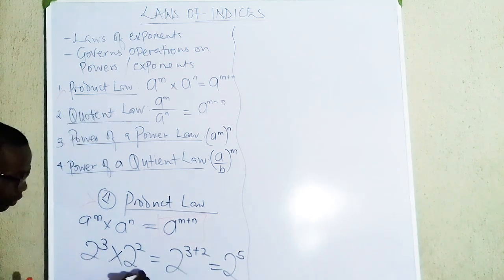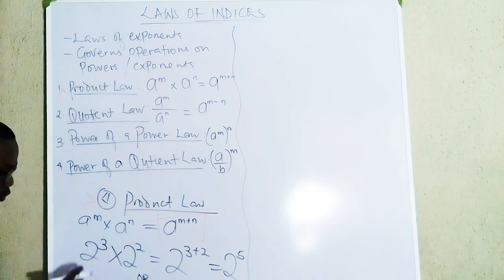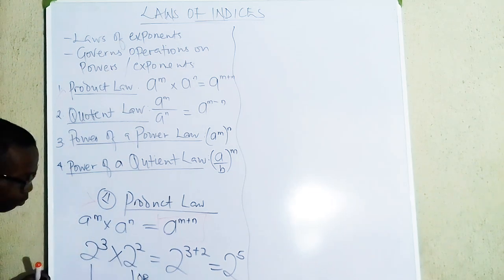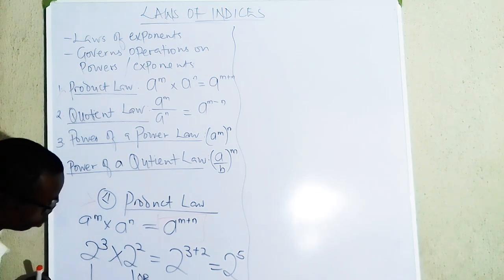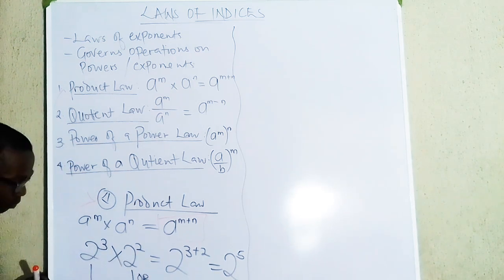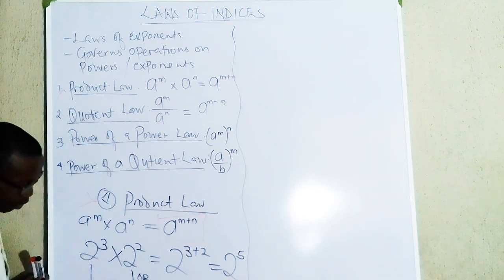Now let us prove it by multiplying all through. What is 2 raised to power 3? 2 raised to power 3 is the same thing as 2 times 2 times 2. And what is 2 raised to power 2? It is the same thing as 2 times 2. And don't forget this times here. Now let's multiply. How many 2's do we have here? 1, 2, 3, 4, 5.